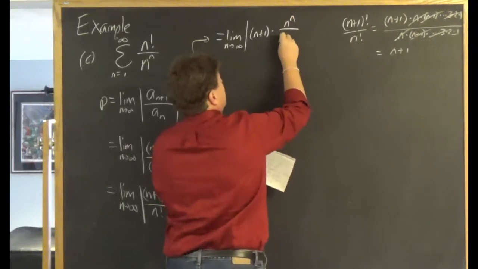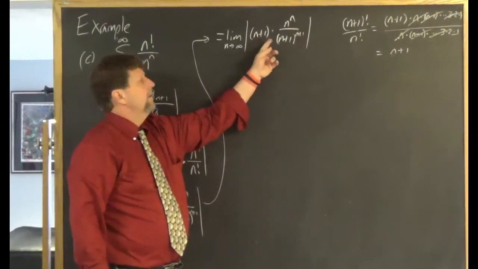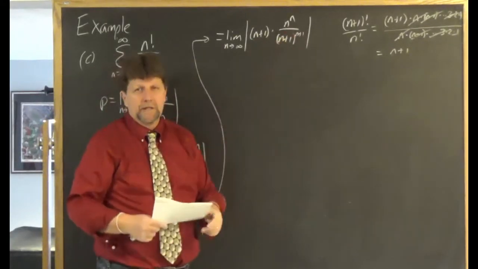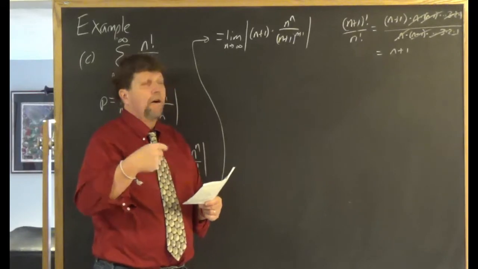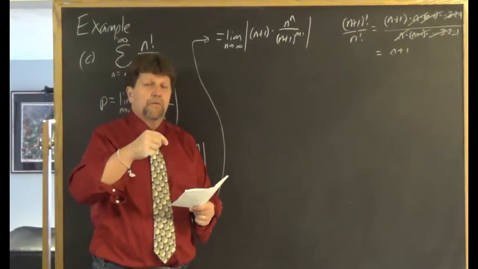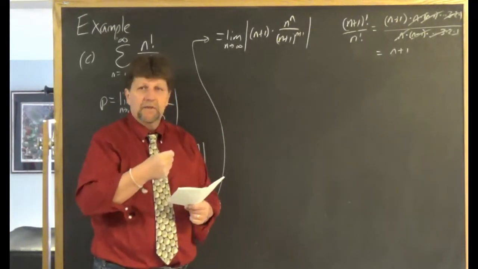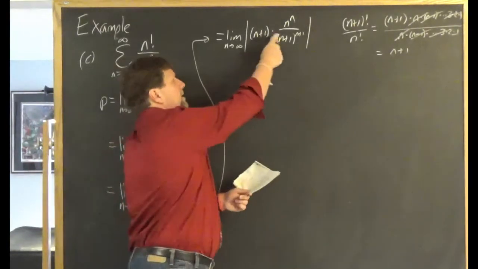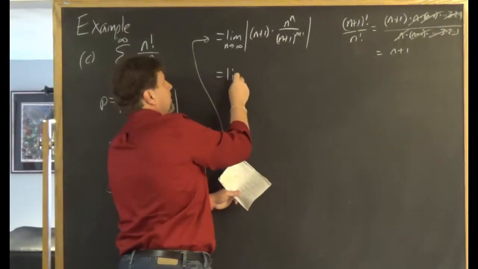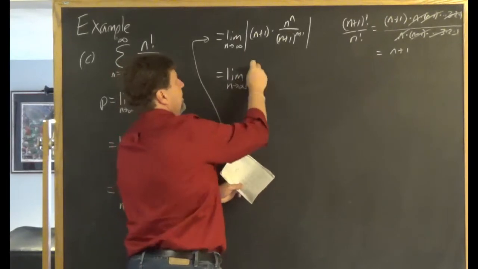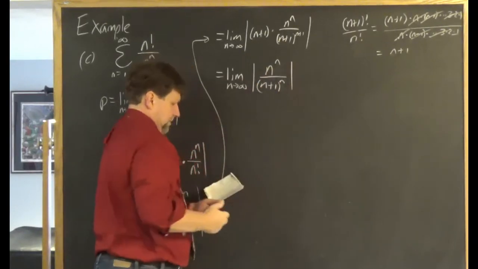All right, now a neat thing happens. You have an n plus 1. Down here you have an n plus 1 raised to the n plus 1 power. So you should be able to simplify n plus 1 over n plus 1 to the n plus 1 power. Remember, we're talking about basic rules of exponents. When the bases are the same, n plus 1, and you're dividing, you can subtract the exponents, and that leaves you with the limit as n goes to infinity of n to the n over n plus 1 to the n.